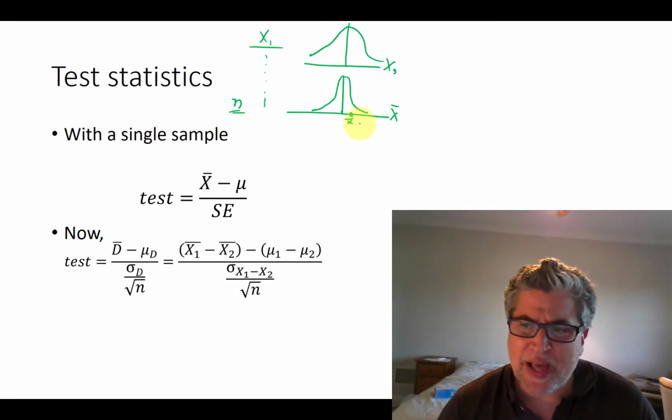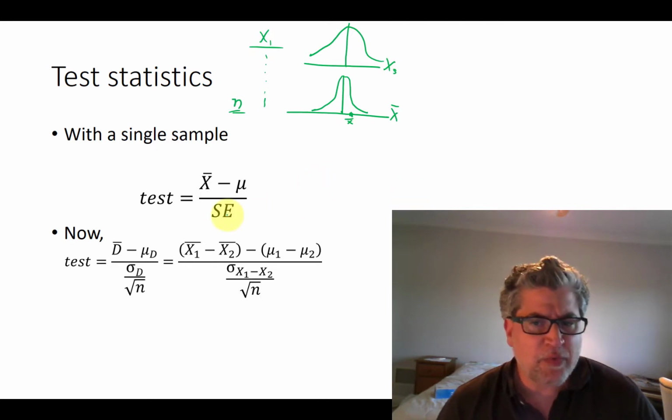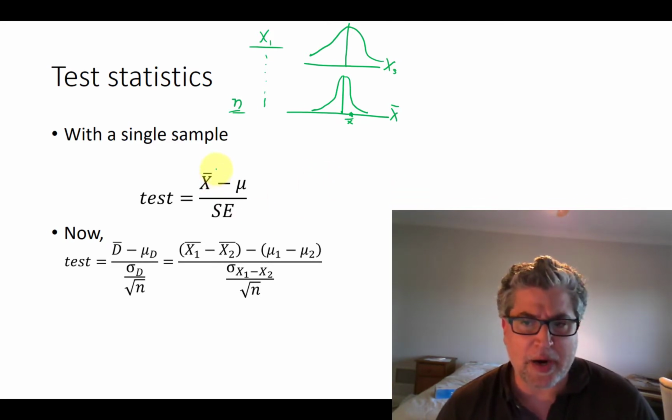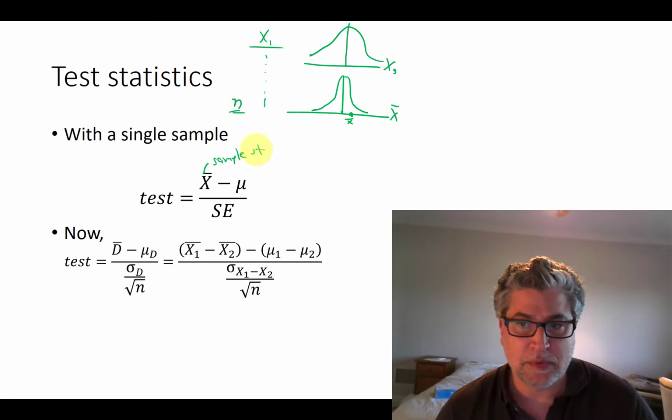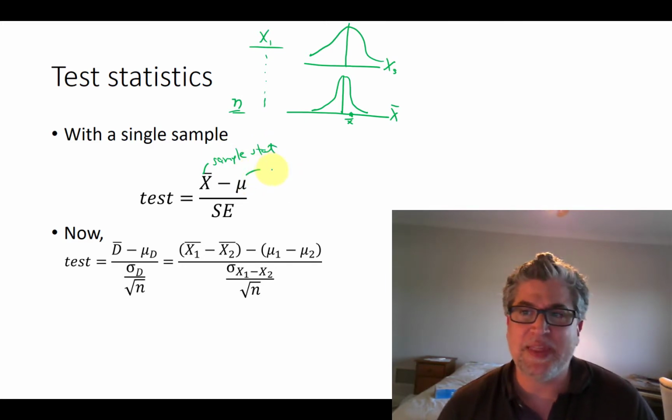And then we want to know how likely was this guy. So we formed a test statistic. We took our sample statistic, the particular value of our sample average. We subtract off the hypothesized mean, what we think it might have come from.